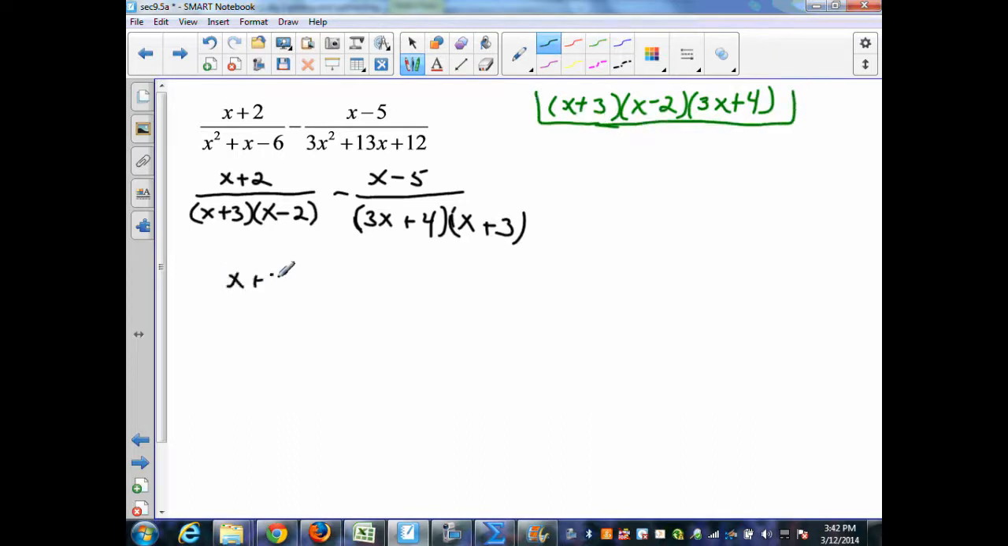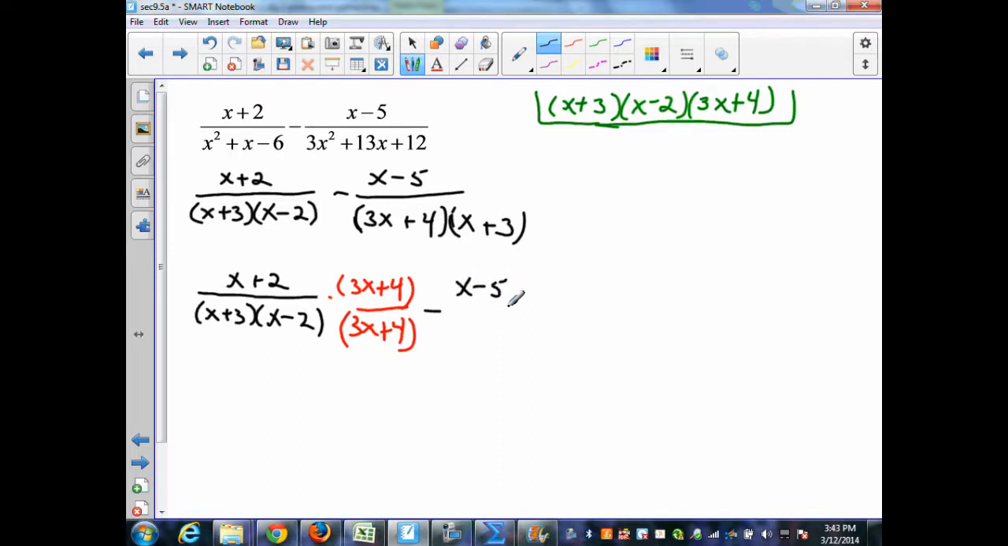So I can rewrite (x plus 2) over (x plus 3)(x minus 2) times, to get a common denominator, I need to multiply by (3x plus 4) over (3x plus 4), minus (x minus 5) over (3x plus 4)(x plus 3), and I'll need to multiply by (x minus 2) over (x minus 2). And then I will need to FOIL in the numerator.